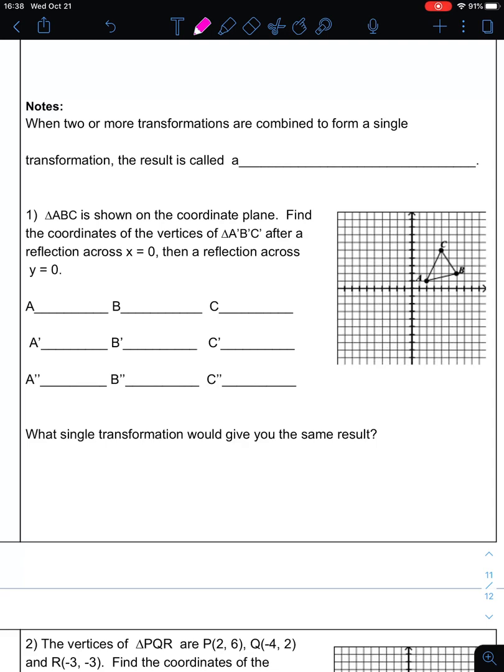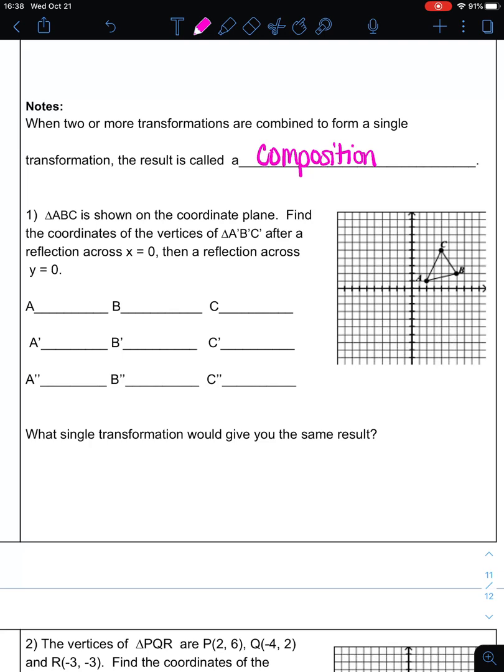We've been talking about transformations. Translations slide, reflections flip, rotations turn, and dilations change the size of an object. So today what we're going to do is basically put all of that together so that it's several of those on one object. So when two or more transformations are combined to form a single transformation, the result is called a composition.